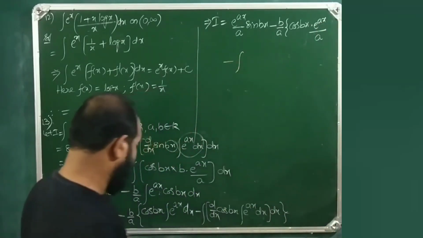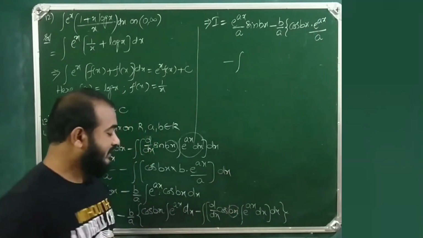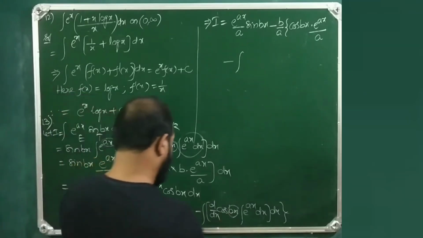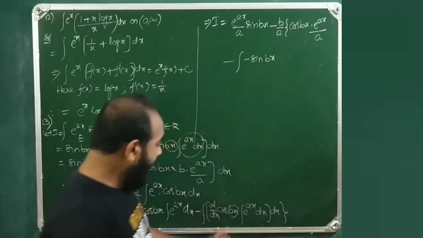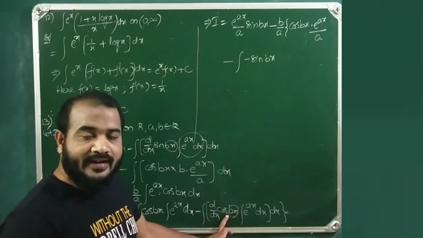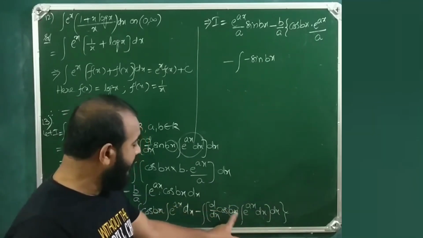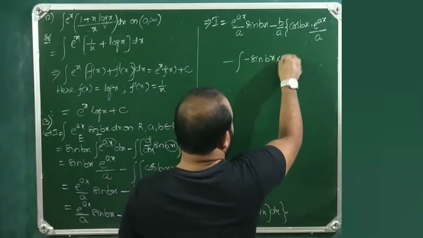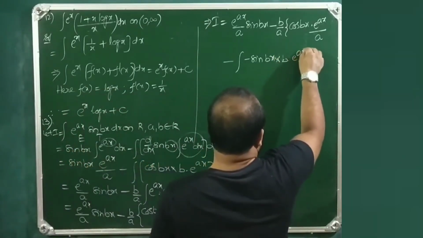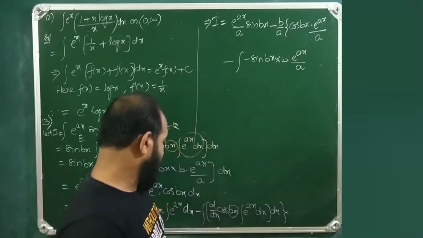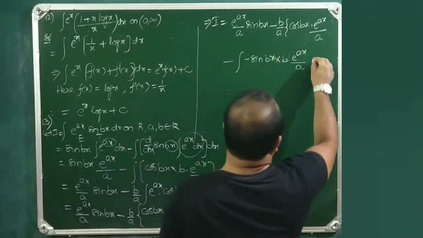integral of d by dx of cos bx. Let us suppose this to be x. D by dx of cos x is minus sin x. So this is minus sine bx, and whichever we have treated to be x, we need to differentiate it again, into d by dx of bx, which is b. Integral e power ax dx is e power ax by a into dx.